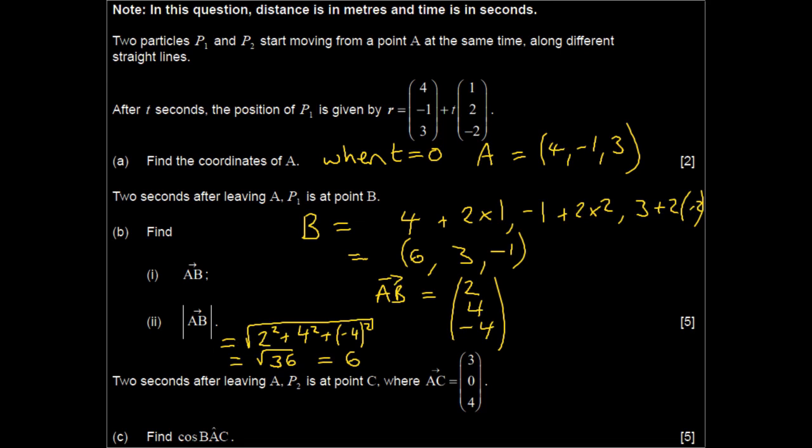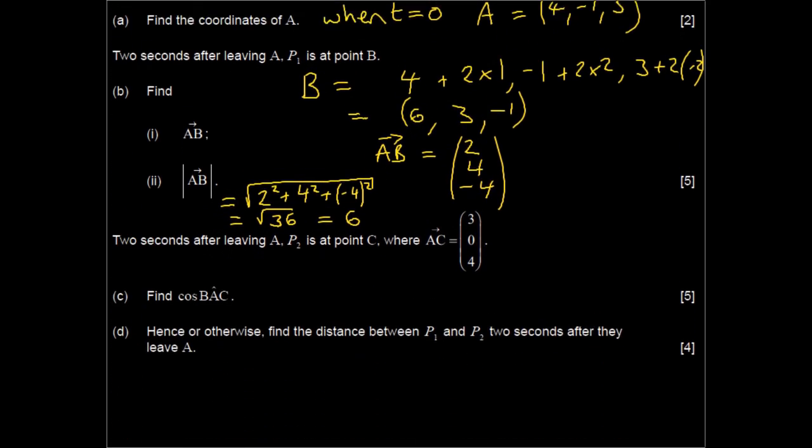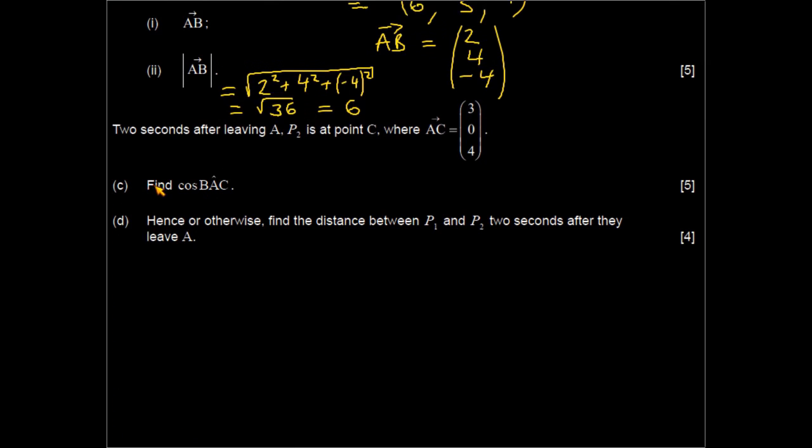Okay, that's done. So then it says 2 seconds after leaving A, P2 is at point C, where A to C is (3, 0, 4). Part C says find the cos of angle BAC.